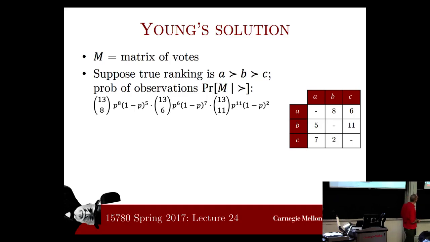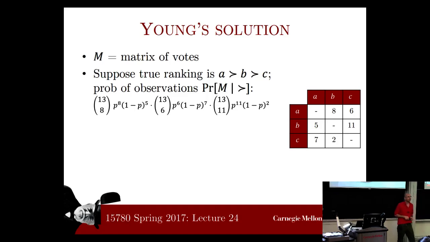What about A versus C? The true ranking tells us A is better than C. And the matrix tells us we have 6 voters who are voting correctly, they say A is better than C, and 7 voters who are voting incorrectly, they say C is better than A. So we have to choose 6 of the 13 voters to be right, to say A above C. These 6 voters are right with probability P to the 6, and the other 7 are wrong, say C above A, with probability (1 minus P) to the 7.